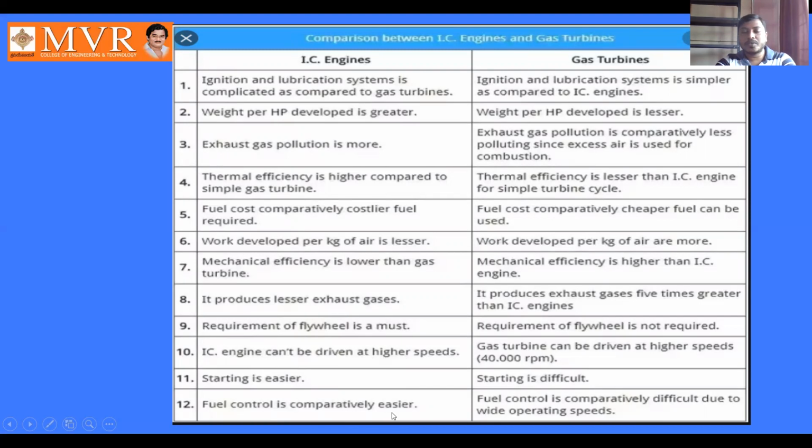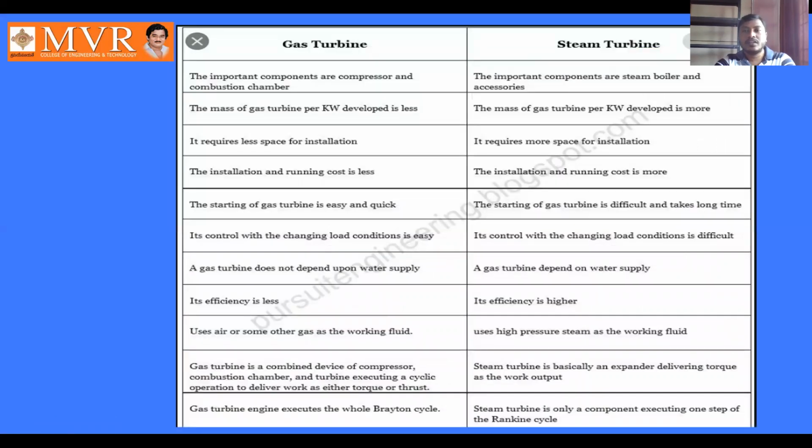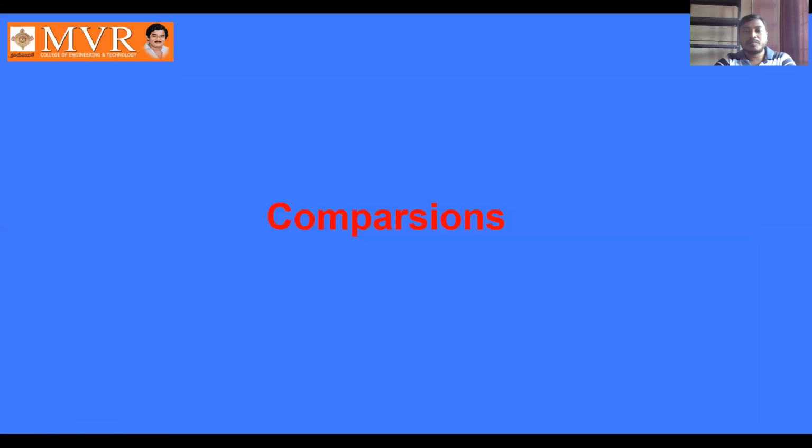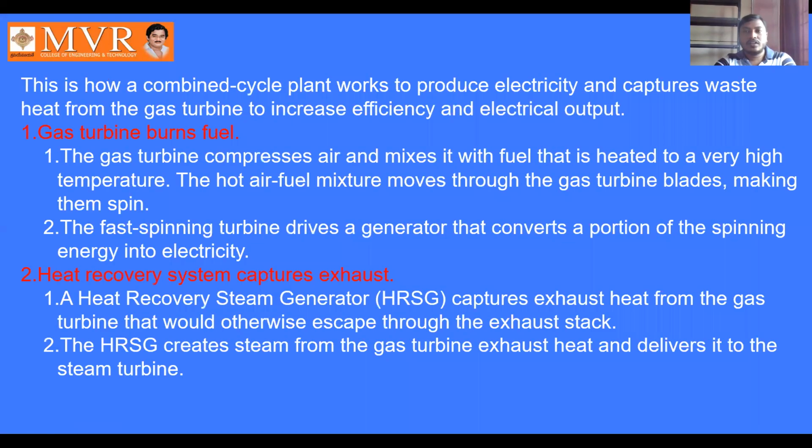Fuel control is comparatively easier in IC engines. Fuel control is comparatively difficult in gas turbines due to wide operating speeds. These are some of the comparisons of IC engines and gas turbines, and gas turbine versus steam turbine. These are the comparisons that we know.